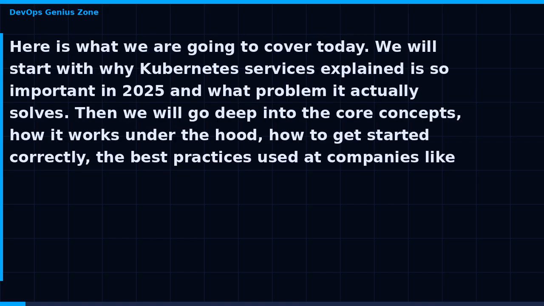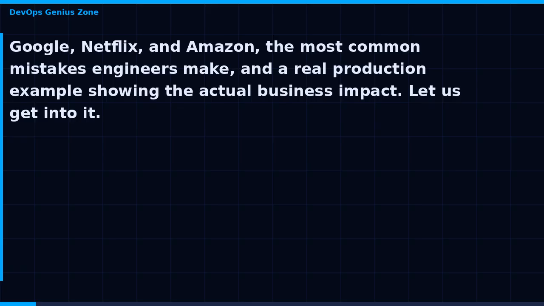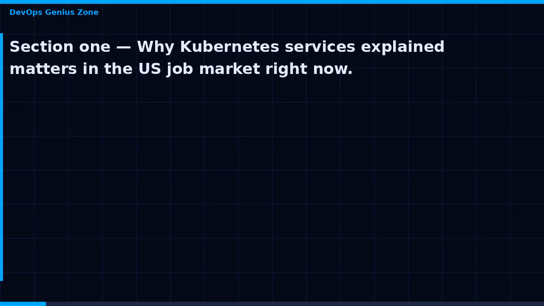Here is what we are going to cover today. We will start with why Kubernetes Services Explained is so important in 2025 and what problem it actually solves. Then we will go deep into the core concepts, how it works under the hood, how to get started correctly, the best practices used at companies like Google, Netflix, and Amazon, the most common mistakes engineers make, and a real production example showing the actual business impact. Let us get into it.